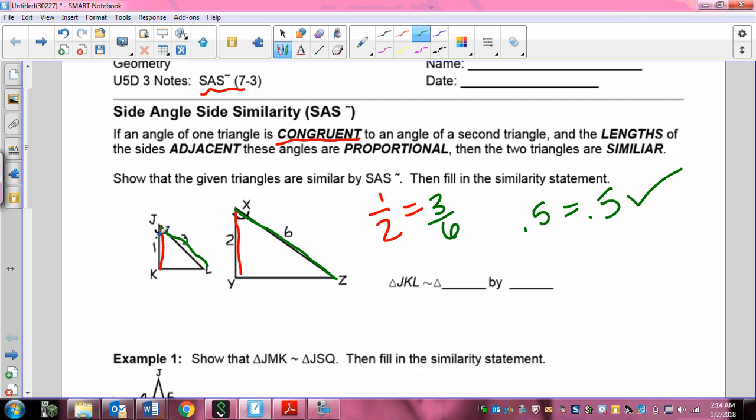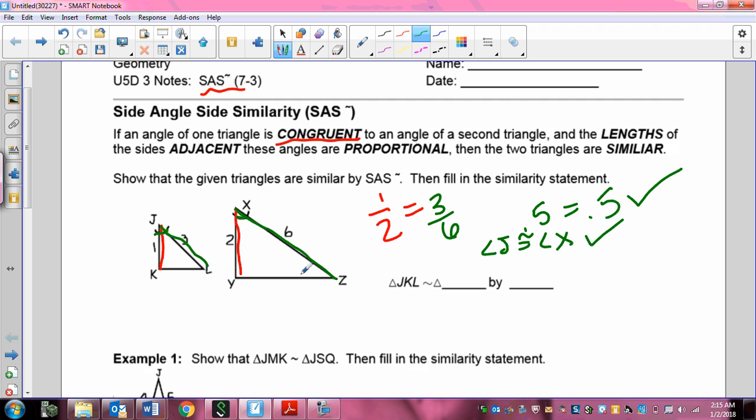And the angles in between them are equal because they have this little congruency mark, right? That means that they are equal. So we're going to say angle J is congruent to angle X, right? Because they have those little congruency marks. So we have everything we need to prove that these two triangles are similar.